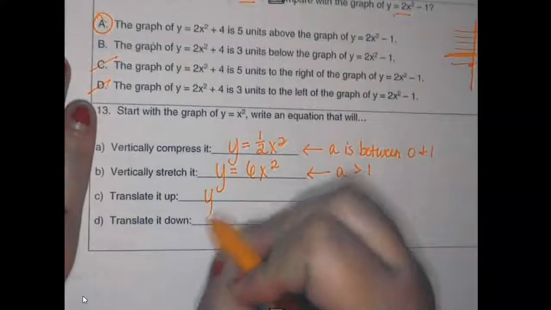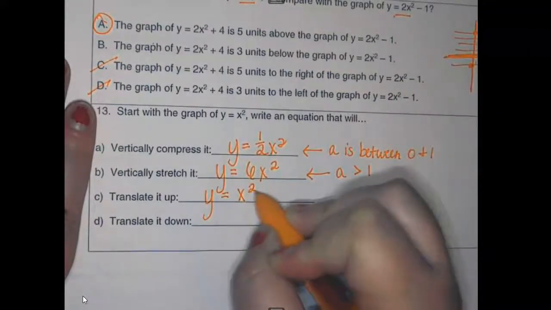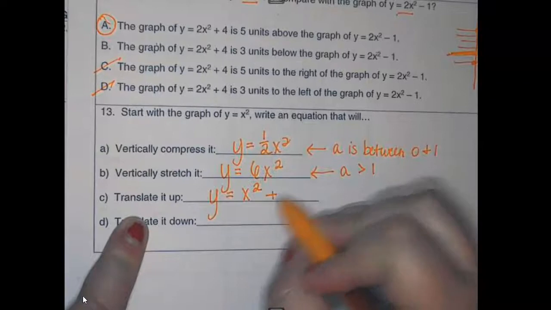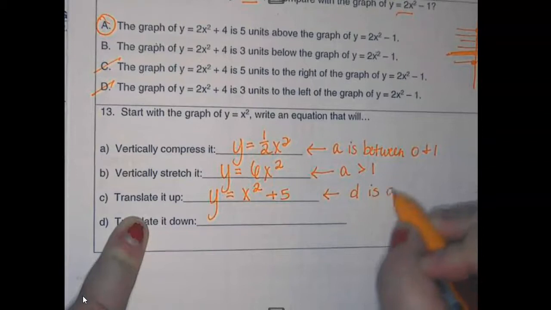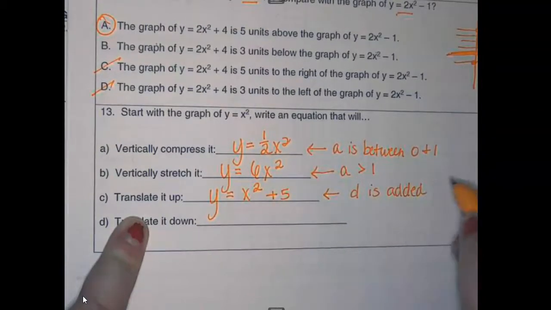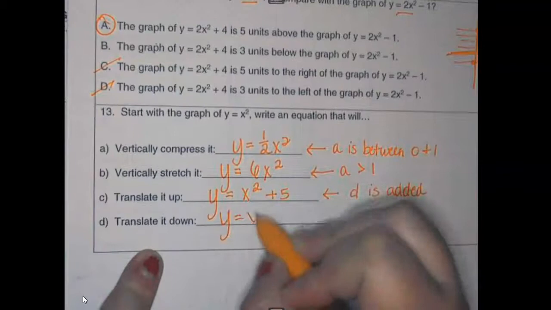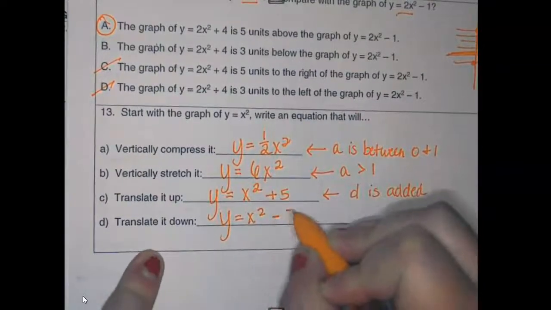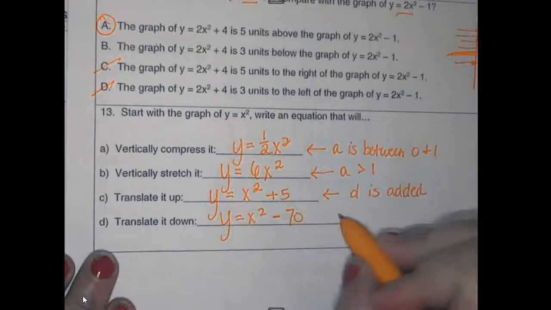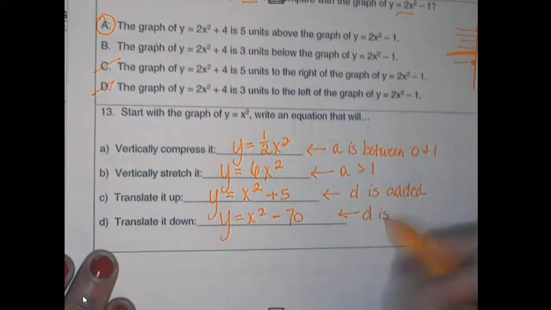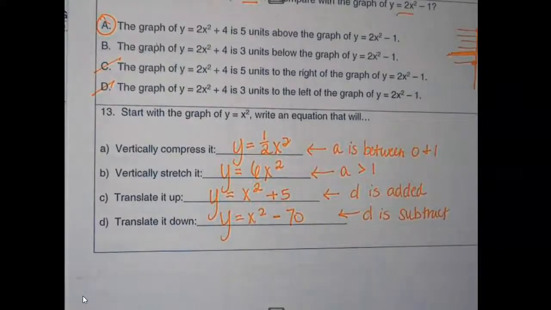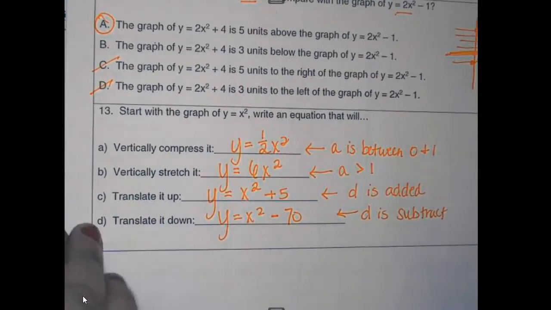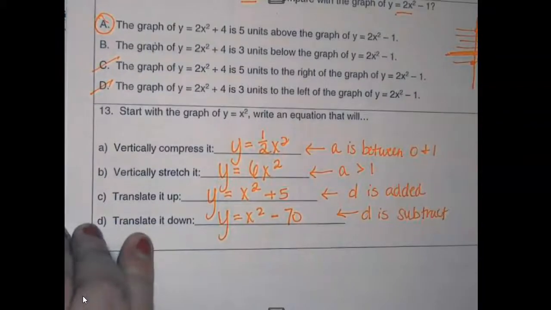Translating up, my x squared is not going to change, but I'm going to add, so they chose 5. So D is added, because it's a positive, it went up. Y equals x squared. Going down is going to be subtraction. They chose subtracting 70. D is subtracted, because it went down. You can also add a negative, which is the same as subtract. All right, so that was just us coming up with some examples. You could have put your own numbers there.